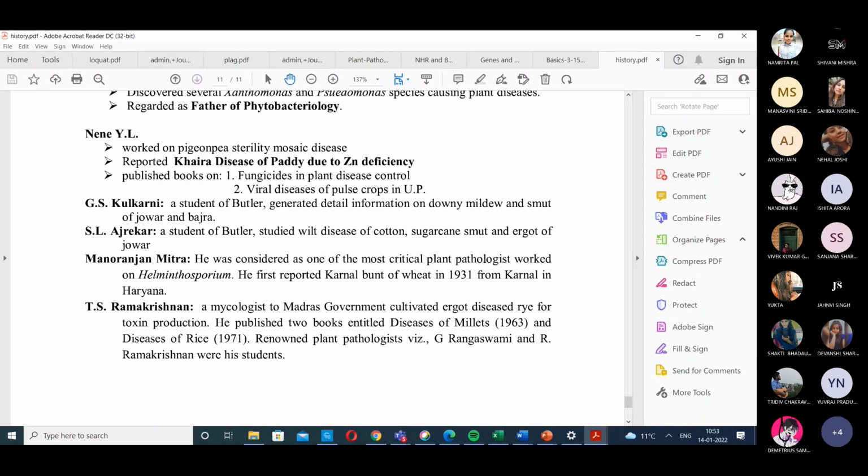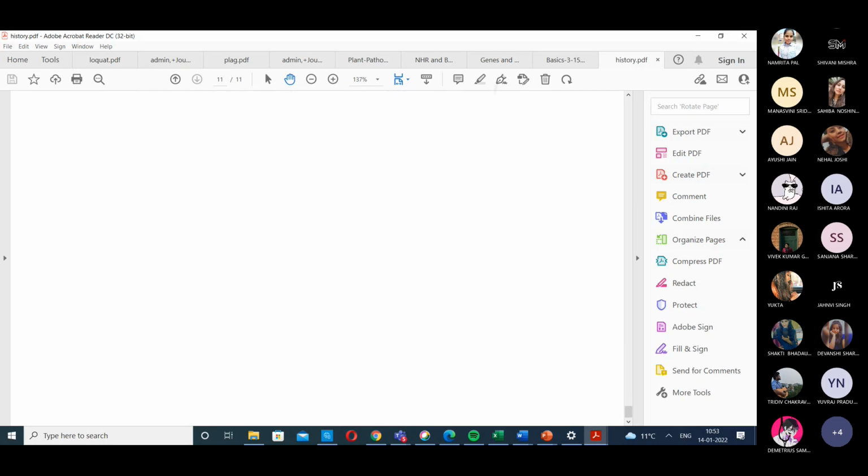Then G.S. Kulkarni, who was a student of Butler, he gave detailed information on downy mildew and smut of jowar and bajra. Then Manoranjan Mitra, again, he worked on Helminthosporium, the rice disease caused by Helminthosporium. He first reported Karnal bunt of wheat from Karnal in Haryana. Then T.S. Ramakrishnan, again, he was mycologist to the Madras government. He cultivated ergot disease of rye for toxin production. Then he published some books also, right?